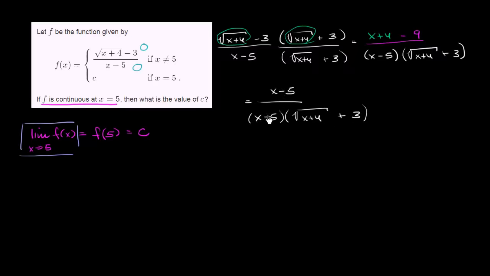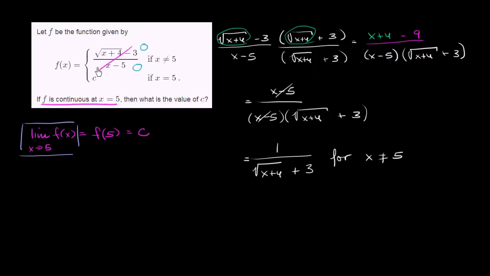So you can have a completely identical expression if you say that this is the same thing. You can divide the numerator and the denominator by x minus 5 if you assume x does not equal 5. So this is going to be the same thing as 1 over square root of x plus 4 plus 3 for x does not equal 5, which is fine because the first part of this function definition is for the case x does not equal 5.